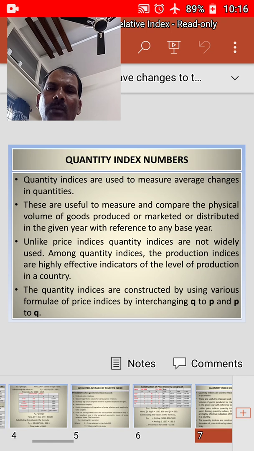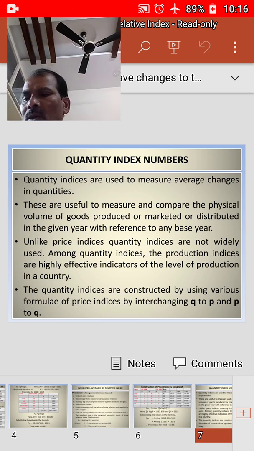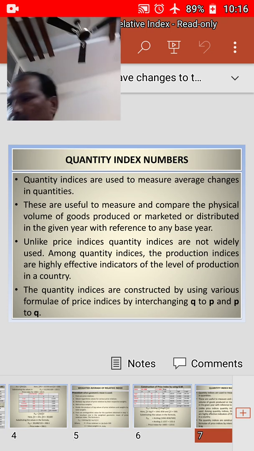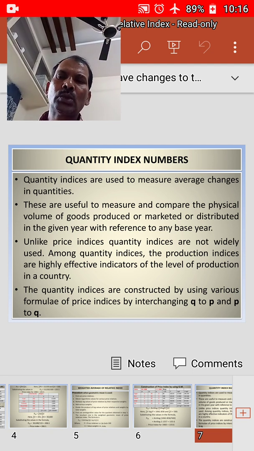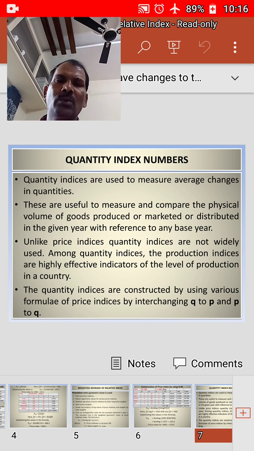Now we will consider quantity index number. Quantity indices are used to measure average changes in the quantities.